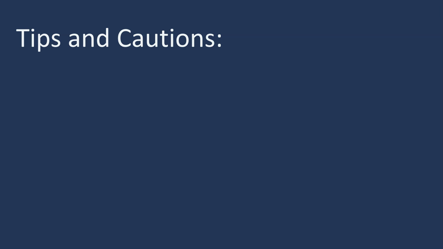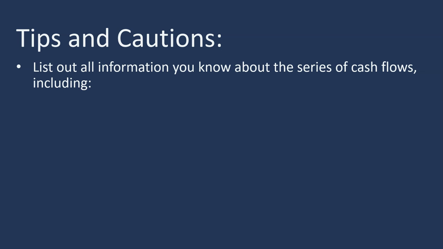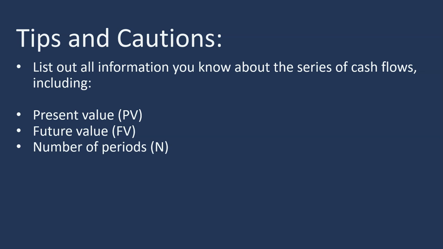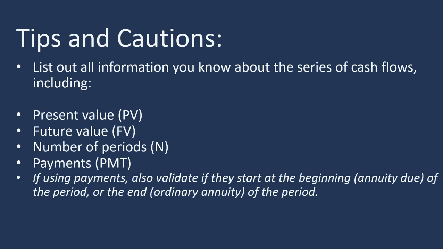So, some tips and cautions when using the rate function in Excel. Make sure you list out all of the information that you know about the series of cash flows. In this case, you should know the present value of the cash flow, if there is a future value, the FV, the number of periods that the rate is going to be applicable for, and if there are any payments being made as part of a loan or as part of a savings plan. If you're using payments, make sure to validate if they start at the beginning, which is an annuity due, or at the end, meaning an ordinary annuity, of the period.